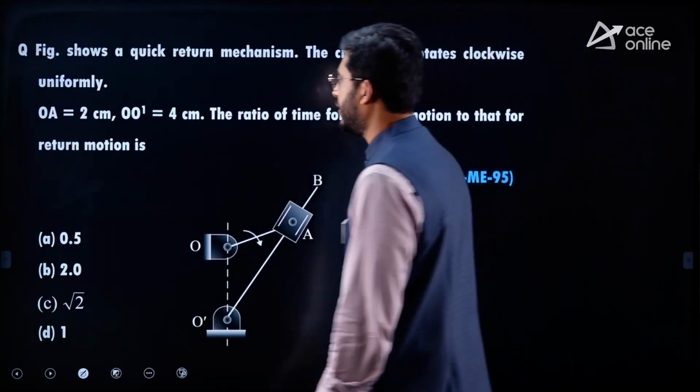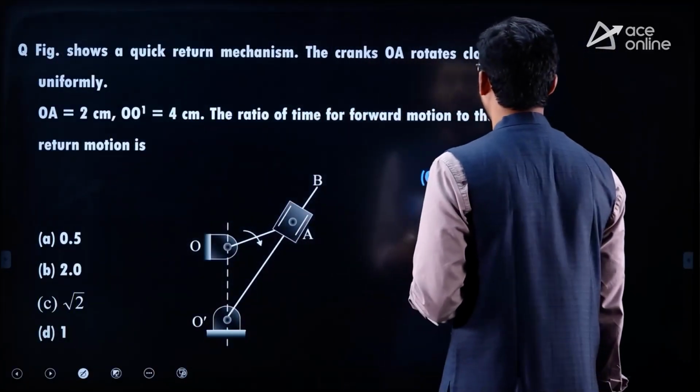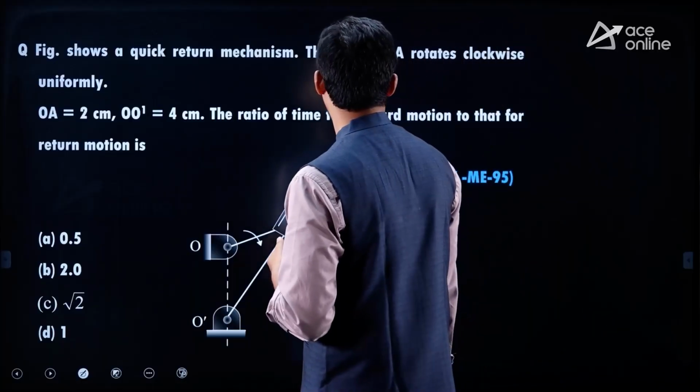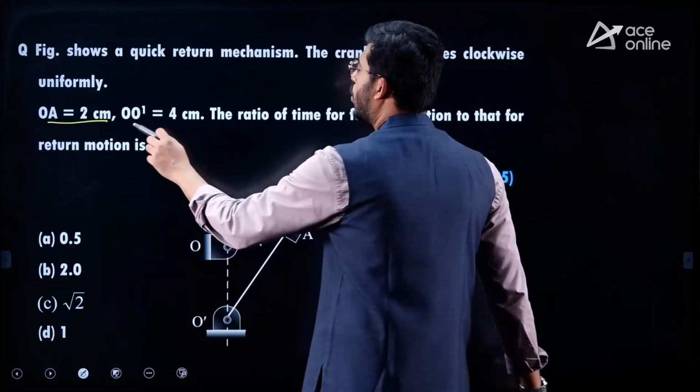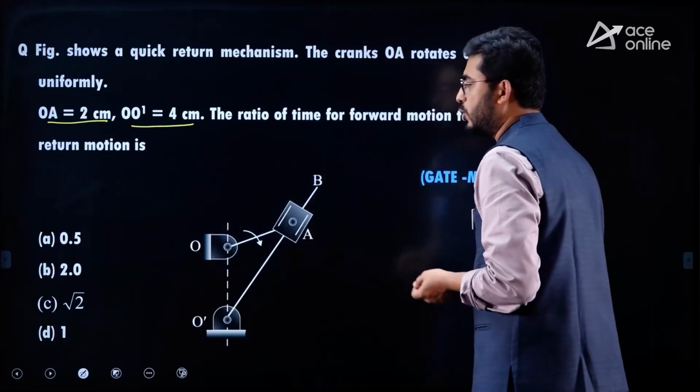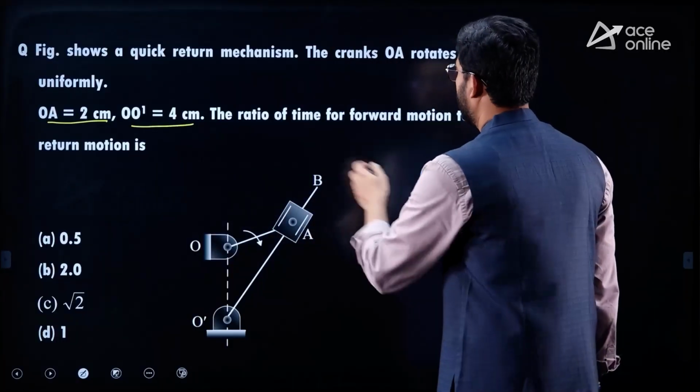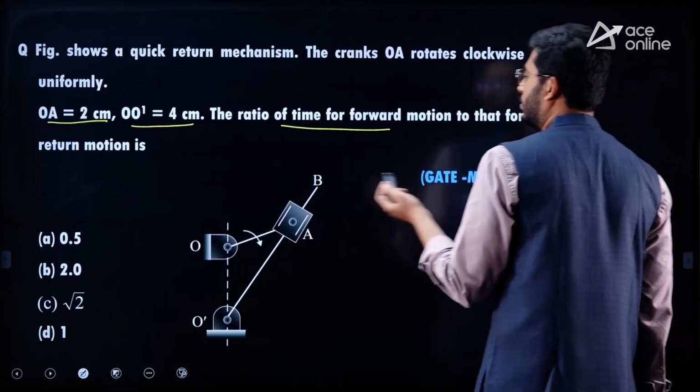Next question we have, a figure shows a quick return mechanism. The crank OA rotates in clockwise sense uniformly. OA is equal to 2 centimeters. OO dash is equal to 4 centimeters. The ratio of time for the forward stroke to that of the return stroke.